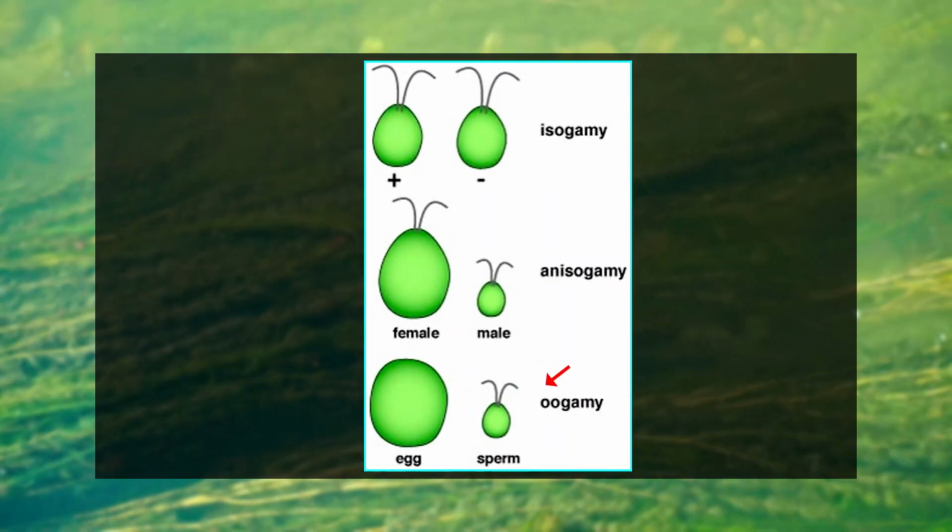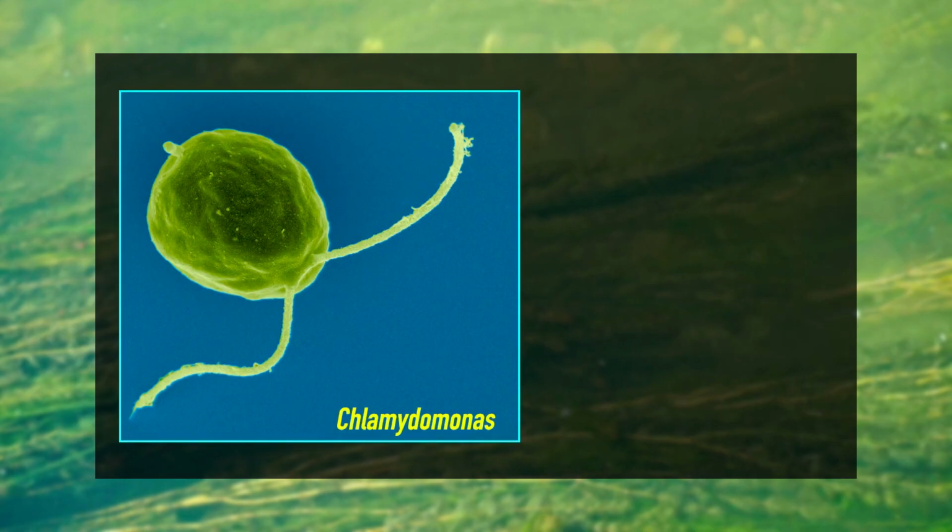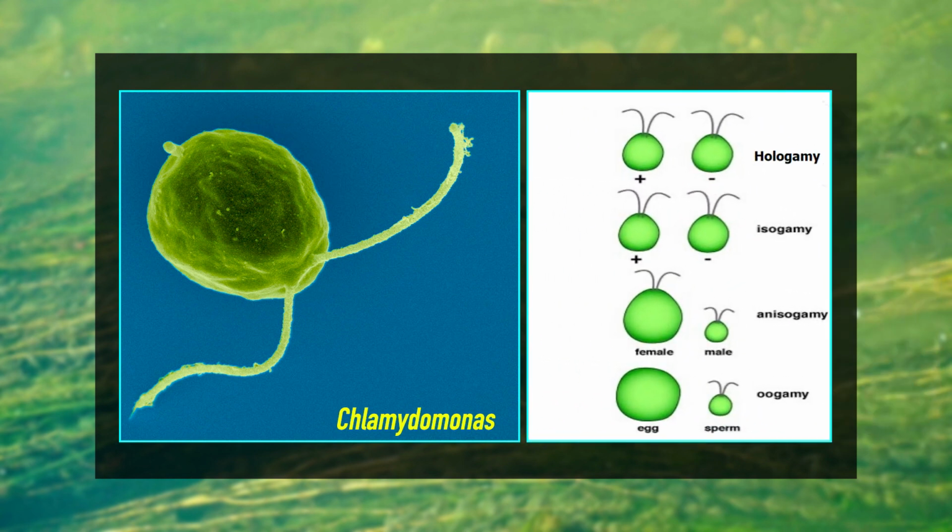Oogamy is the most advanced type of syngamy, where female gamete is sessile, large, but male gamete is very small and motile. Male gamete approaches towards female gamete and fertilizes it. From evolutionary point of view, hologamy is considered as the simplest type of syngamy, and oogamy is considered as the most advanced type of syngamy. If you see Chlamydomonas, it's a model example in algae which shows all the types of syngamy. It has more than 500 species, and some species show hologamy, some show isogamy, some show anisogamy, some show oogamy.